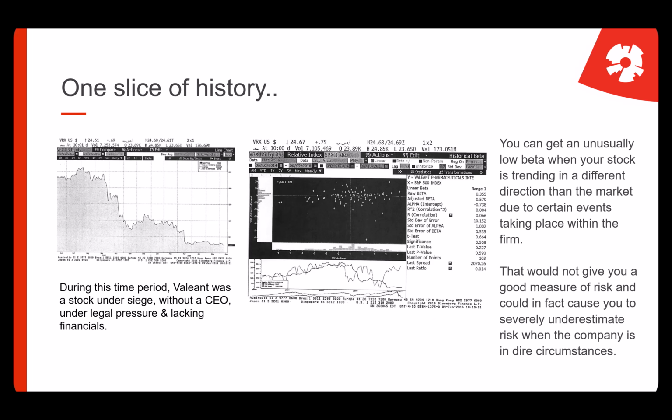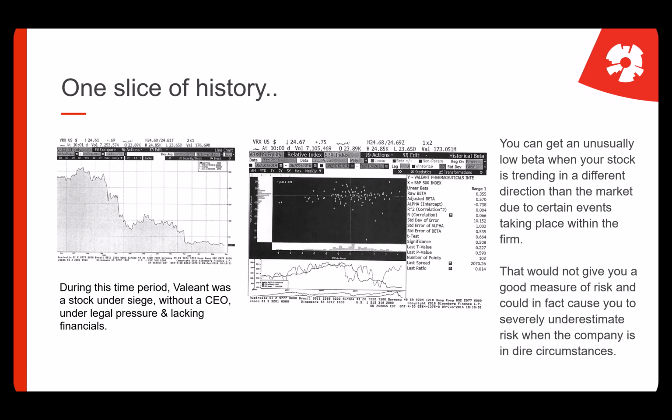Now this example with Valeant Pharmaceuticals illustrates the danger of relying on historical betas during turbulent times. During this period we are looking into here, the company was under siege. There was no CEO. The company was under legal pressure. The financial statements were missing, and not surprisingly, the stock returns moved quite largely independent from the overall market. So the regression spit out a beta of 0.36, which by traditional interpretation would mean the stock is very low risk. But clearly this was not the case.